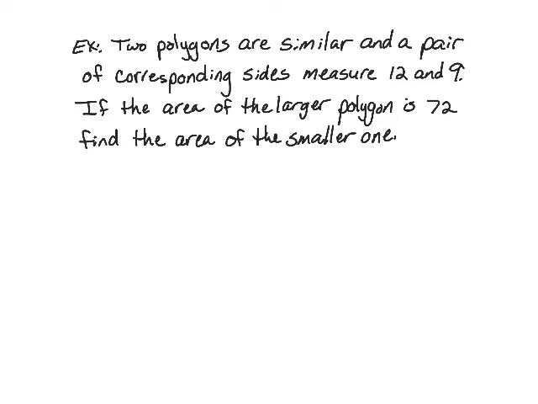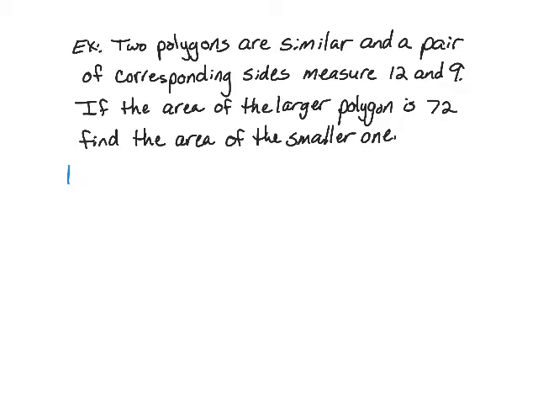So let's look at some examples. Here's the first one. Two polygons are similar, and a pair of corresponding sides measure 12 and 9. I don't even know what the polygons look like, but I know a pair of corresponding sides measure 12 and 9. And the area of the larger polygon is 72. We want to find the area of the smaller one. This is where you have to use this concept because you don't have enough information to calculate it otherwise. I have bigger and smaller, or larger and smaller, and here the area of the larger is 72.